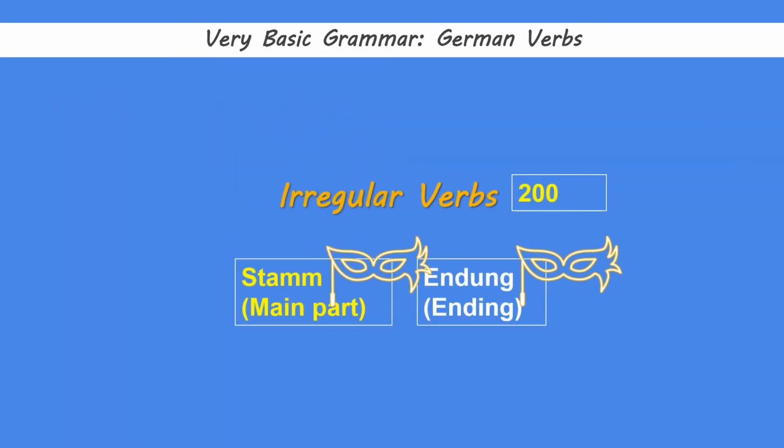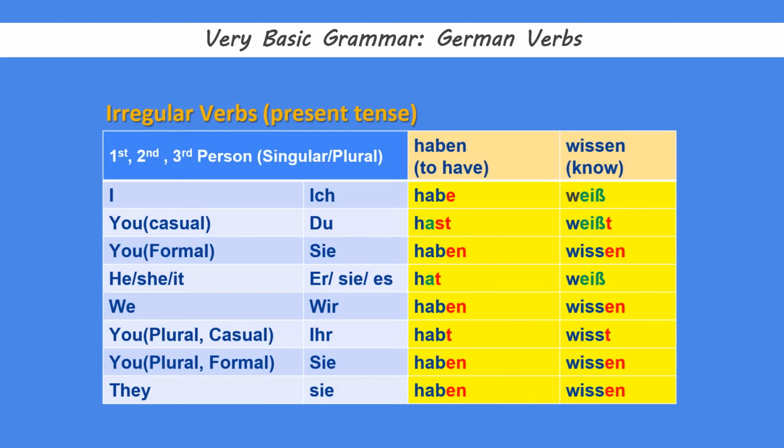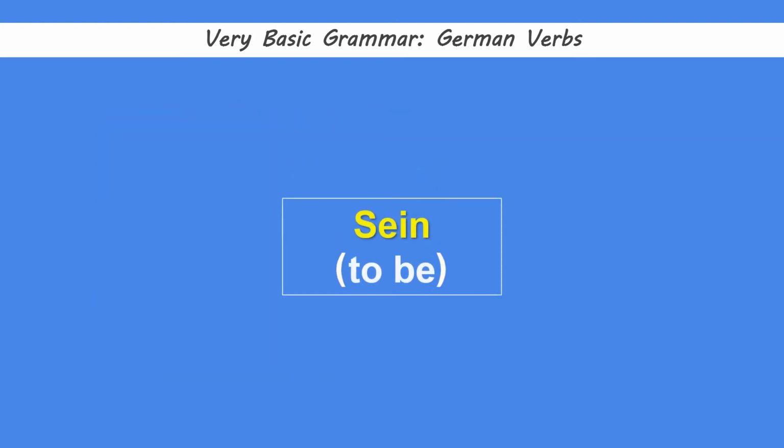There are about 200 irregular verbs in German. They do not follow the rule. Not only the ending will change, but the main part will change as well. The most used verb, sein, to be, is an irregular verb.